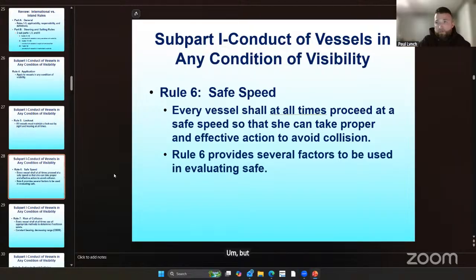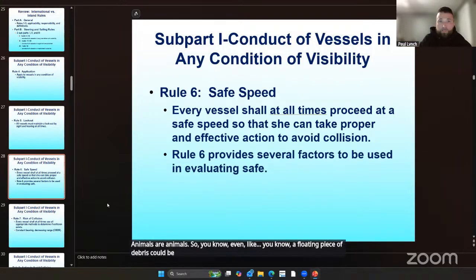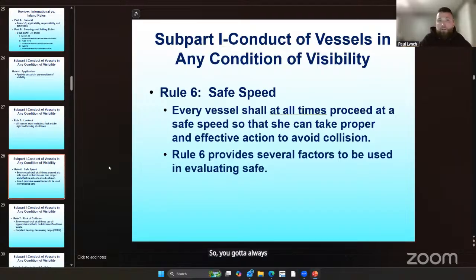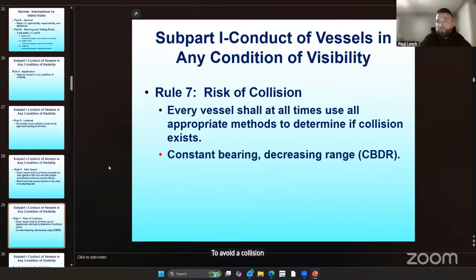But even on a clear day when it's flat as glass and you can see 10, 12 miles, going 25, 30, even faster than that's not smart because animals are animals. Even a piece of floating debris could be there and you don't see it until you get right up on it. So you've got to always travel at a safe speed where you can take proper and effective action to avoid a collision.